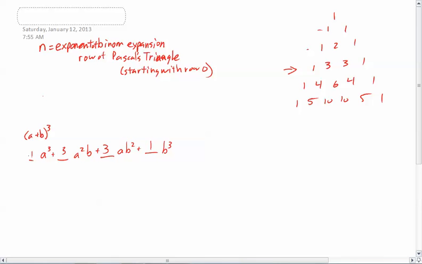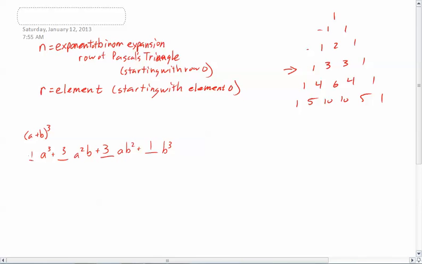Okay, the other variable we're going to use quite often is r. Now r refers to the element. Okay, the element in the row, again, starting with element 0.